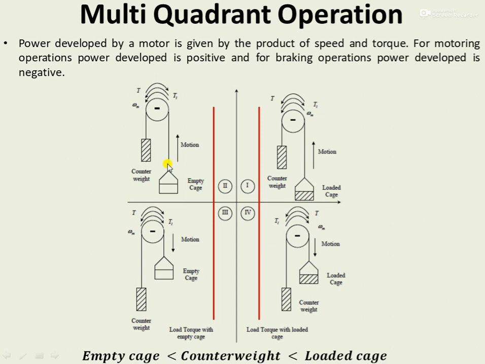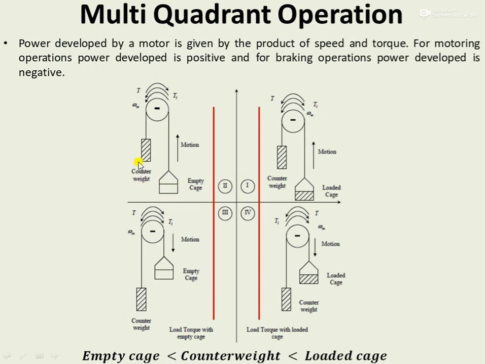The second quadrant operation is explained with the help of a counterweight and an empty cage. Earlier it was explained in detail with the help of a counterweight and a loaded cage, but in this case it is explained with the help of a counterweight and an empty cage. As I mentioned before, the weight of the empty cage is definitely less than that of the counterweight.